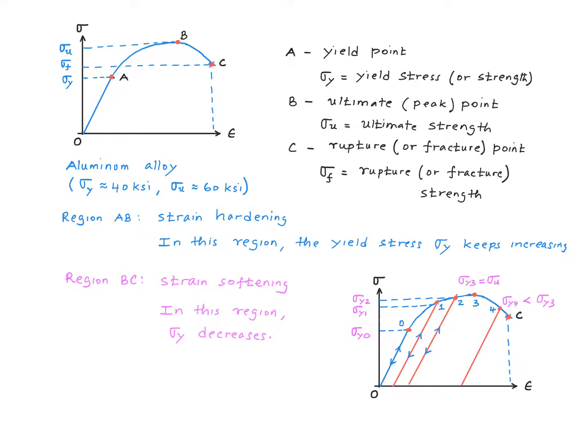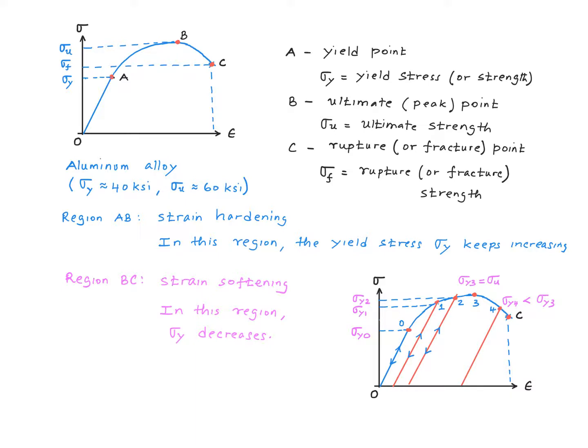All right, let's also define a few other significant points here. Point B here is the peak point on the curve, right? And this is called the ultimate point, and the stress at that point is called the ultimate strength of the material. Point C here represents the complete rupture of the material, all right? So your specimen is going to break at that point. So this point is called the rupture or a fracture point, and the corresponding stress is called the rupture strength or the fracture strength.